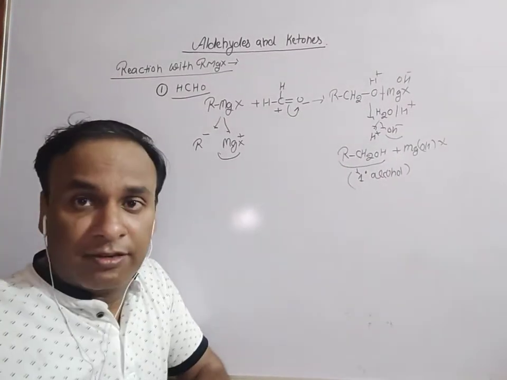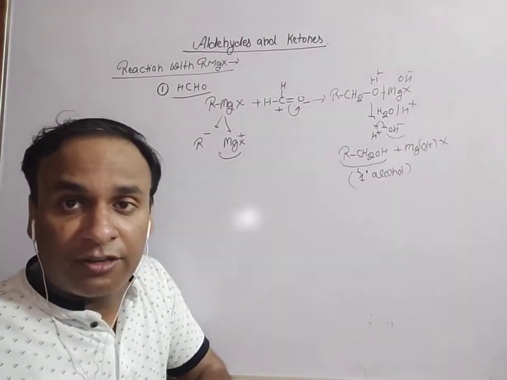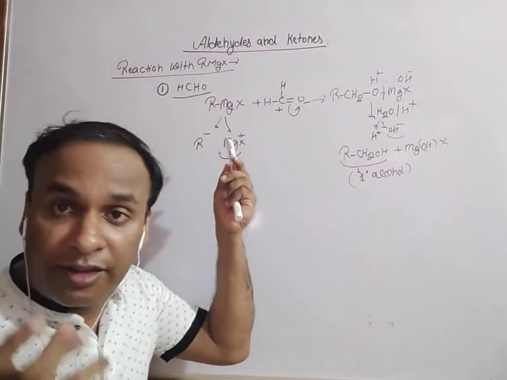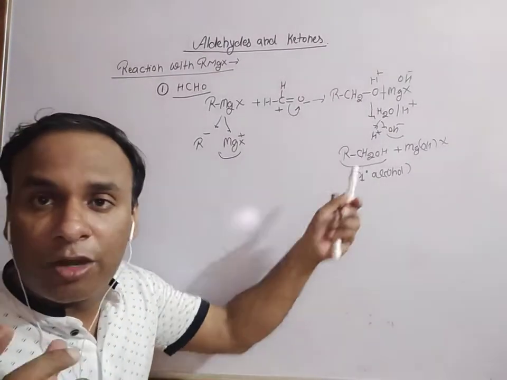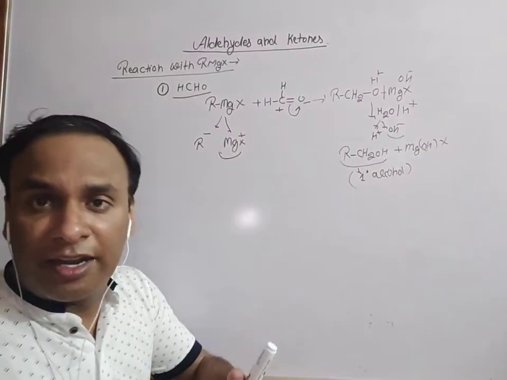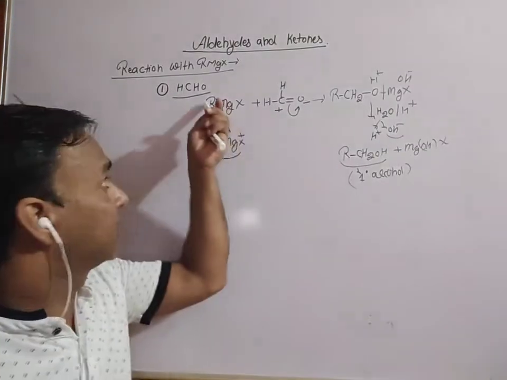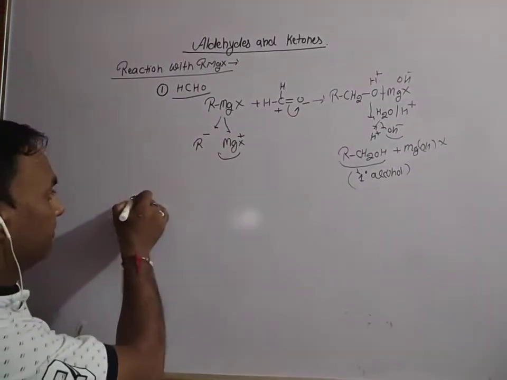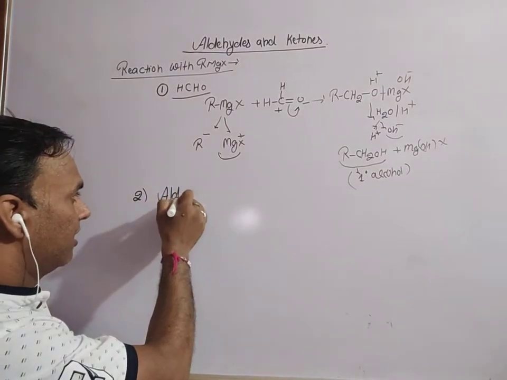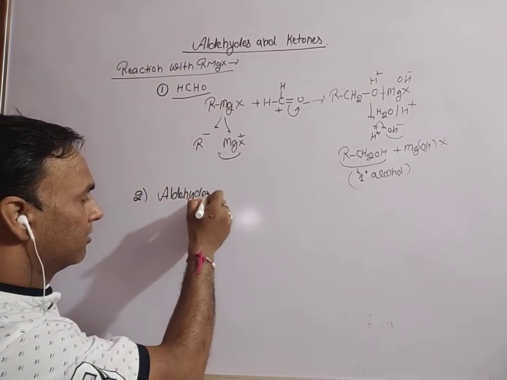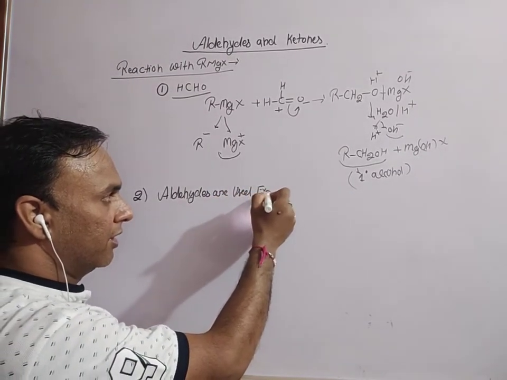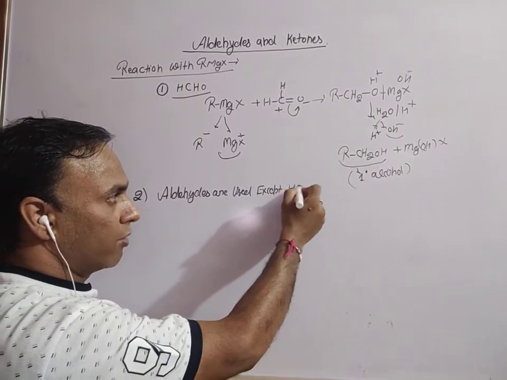Listen, the key point is that when we use formaldehyde with Grignard reagent, then primary alcohol is obtained. Now the second condition is when any other aldehydes are used except formaldehyde.